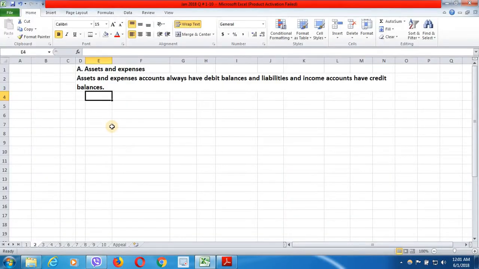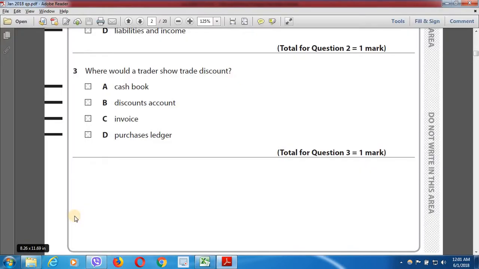The answer of question number 2 is A, assets and expenses. Assets and expenses accounts always have debit balances, and liabilities and income accounts have credit balances. Clear? Next. Then comes question number 3.